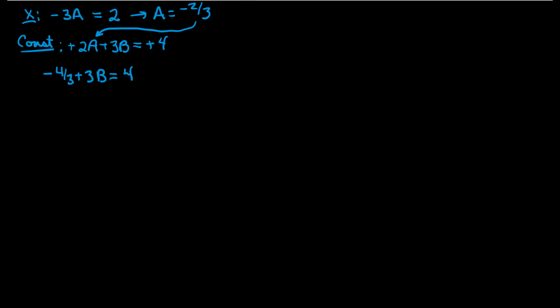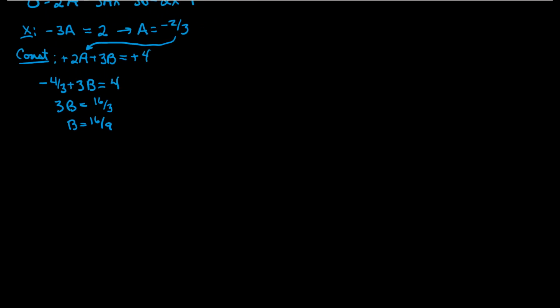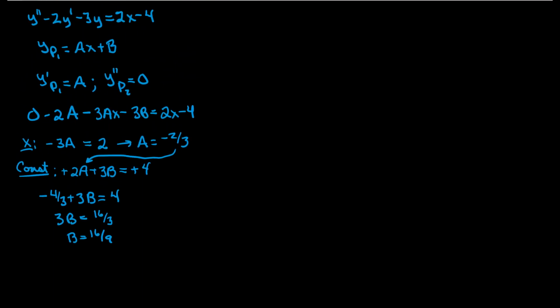Let's see, make sure I've got everything in good order here. Okay, so this looks fine. And what I'm going to do is add 4/3 to each side, which is going to give me then that 3 times b is equal to 12/3 plus 4/3, which gives 16/3, where b is equal to 16/9. All right, so this has allowed me to then compute part of my particular solution.